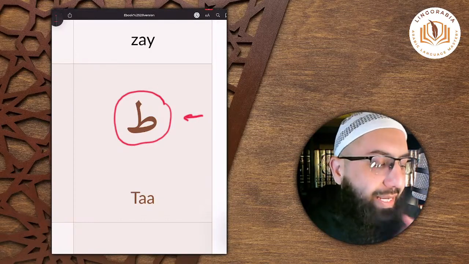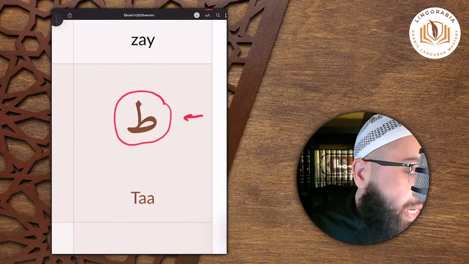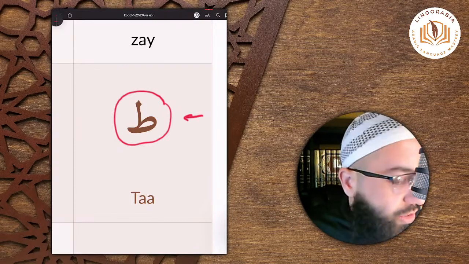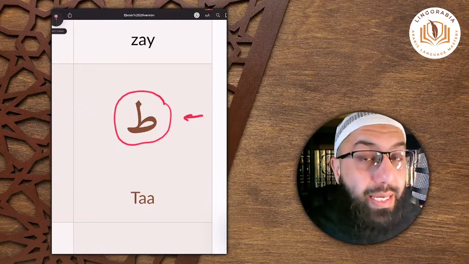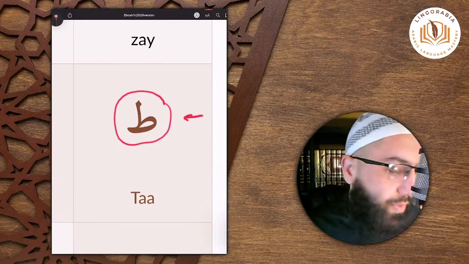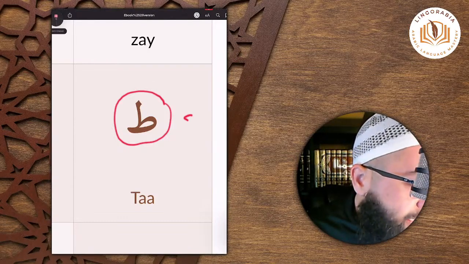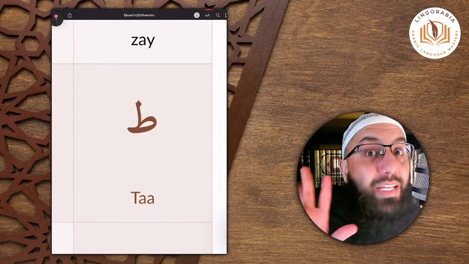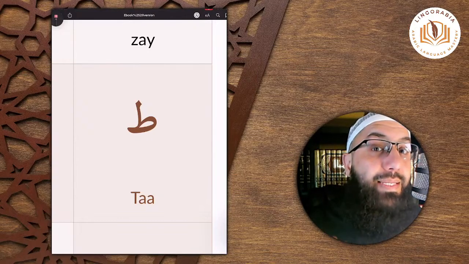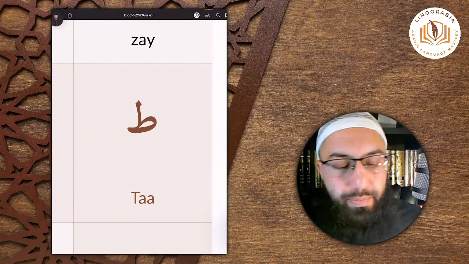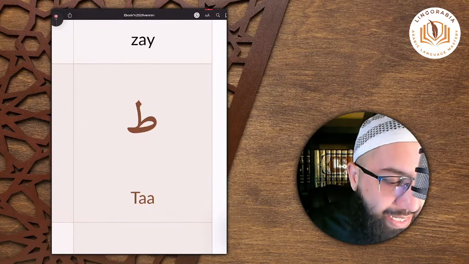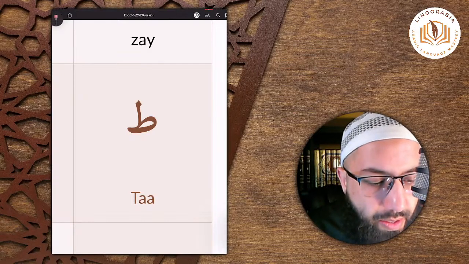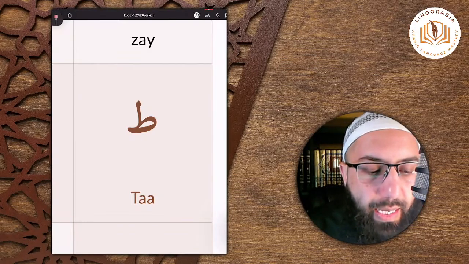Their dot is not clear, and that's why I'm saying watch out for this. This is the ta and that one is the dot. Barakallahu fikum. Differentiate between the ta and the dot. I hope this is clear. Is this clear, guys?